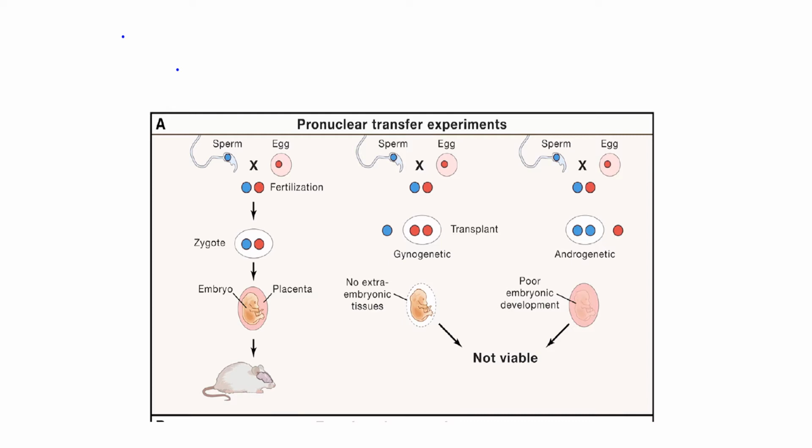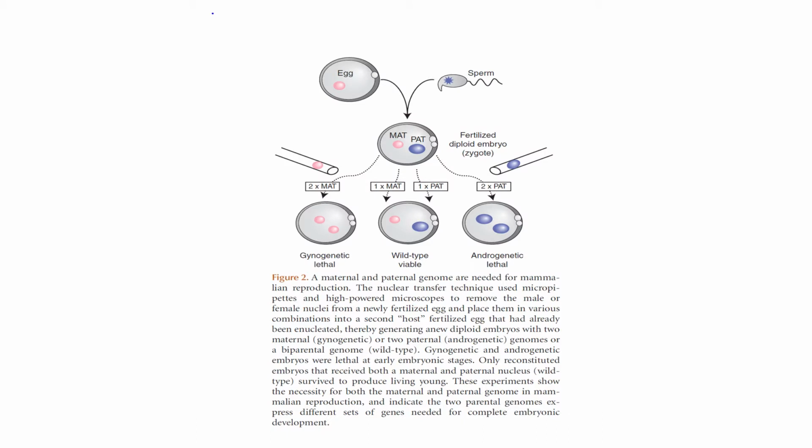But if you do pronuclear transfer and make a fertilized egg which has two maternal nuclei or two paternal nuclei, you find that embryonic development fails. The new embryo needs to have contributions from both parents in order to undergo normal embryonic development. That's illustrated again here: to get normal development, you need alleles from both parents.